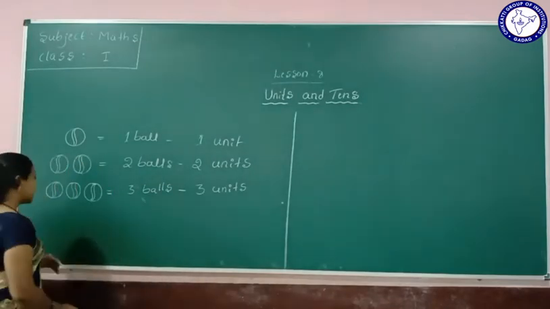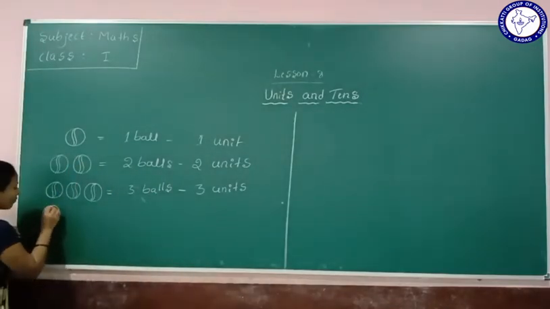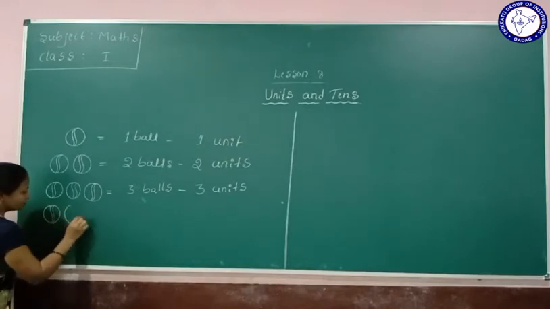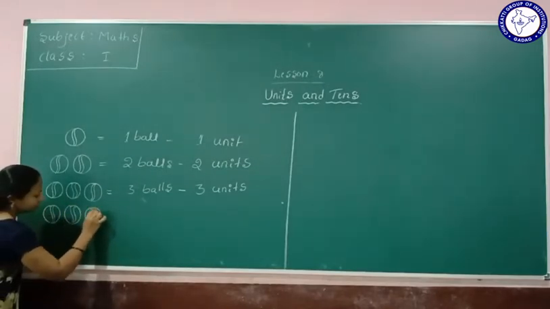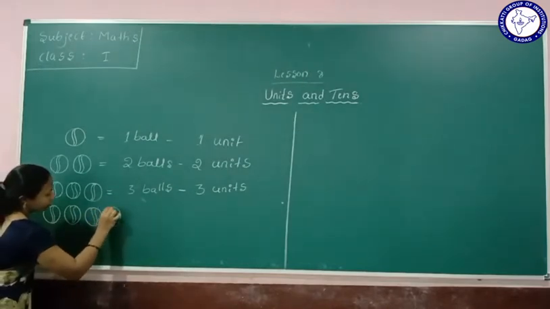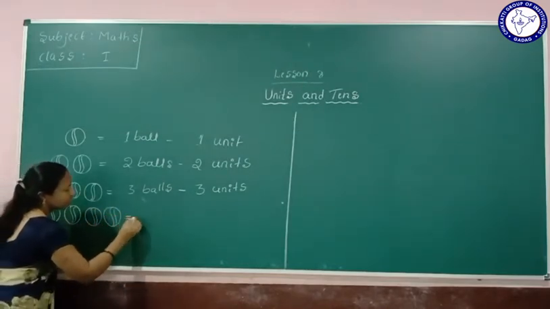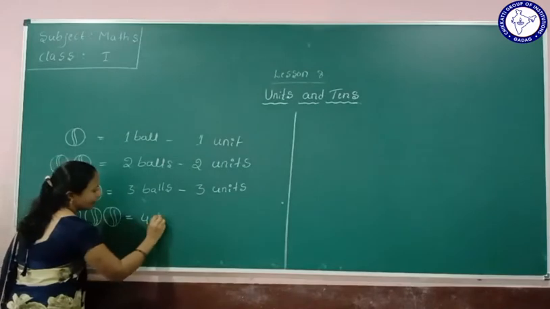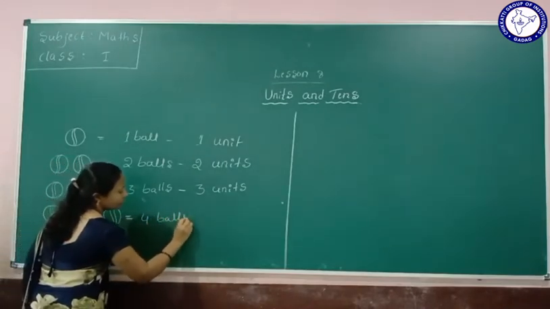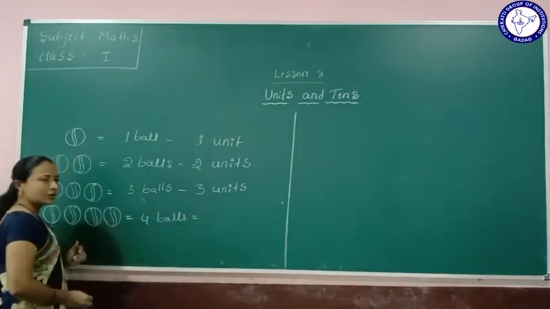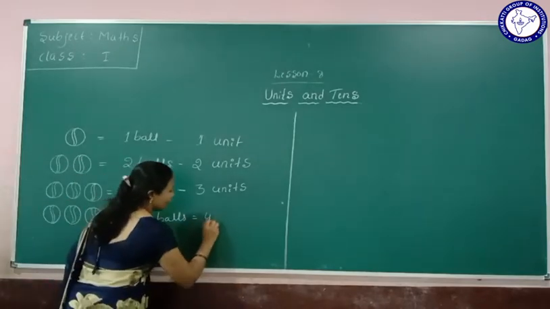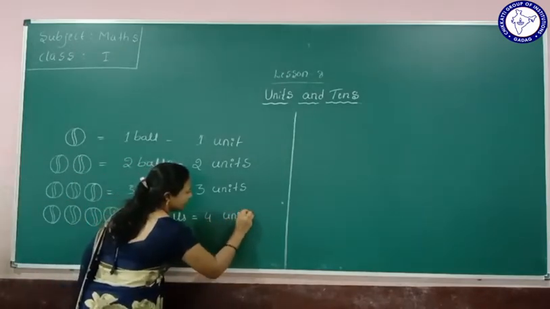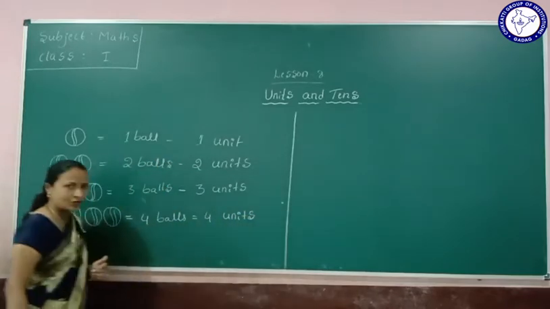Okay. Like next I'll go as 1, 2, 3, 4. So here 4 balls. Okay. So 4 balls equal how many units? Yes, 4 balls equal 4 units. We can consider it as 4 units.